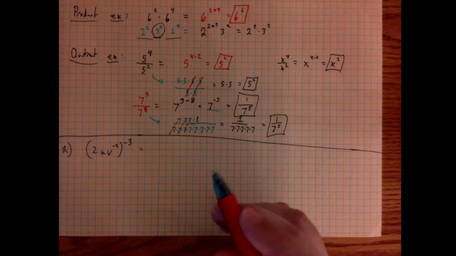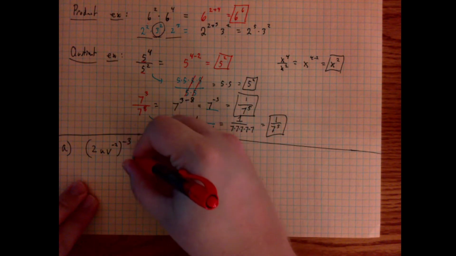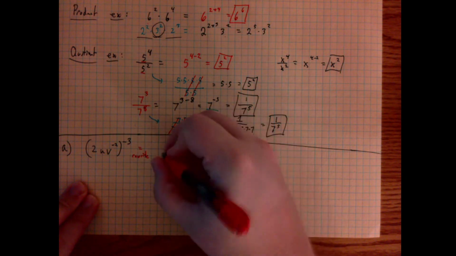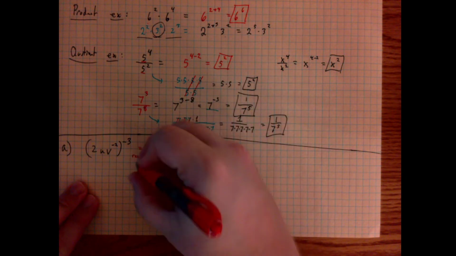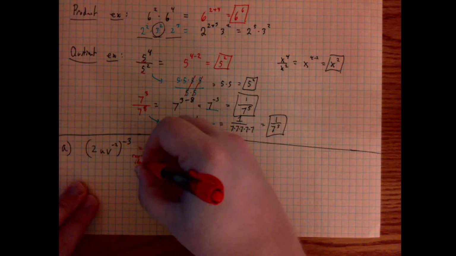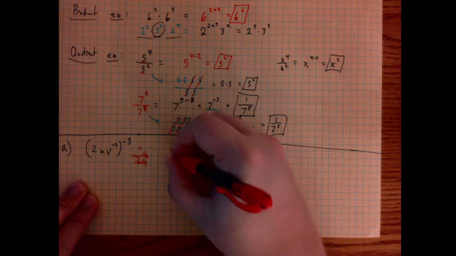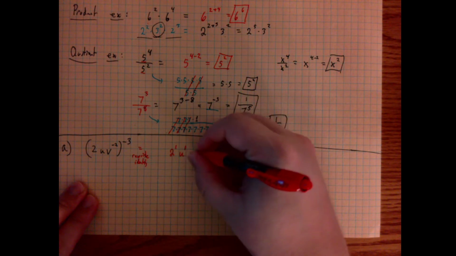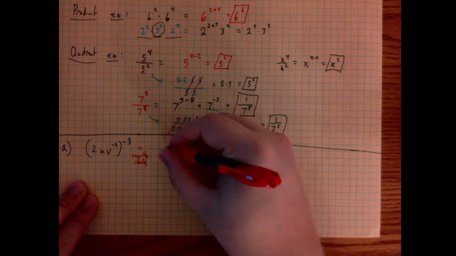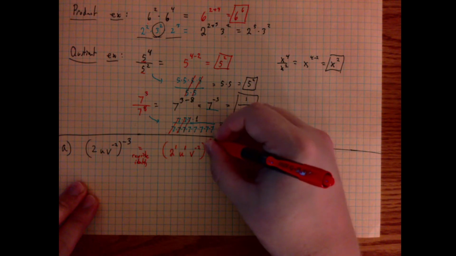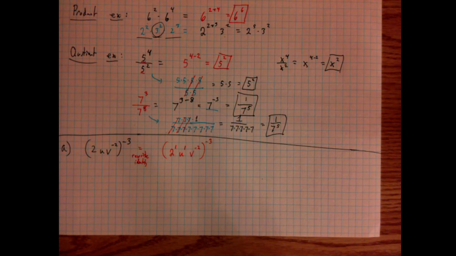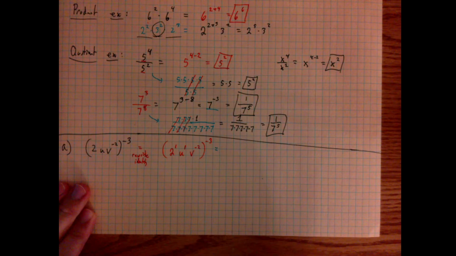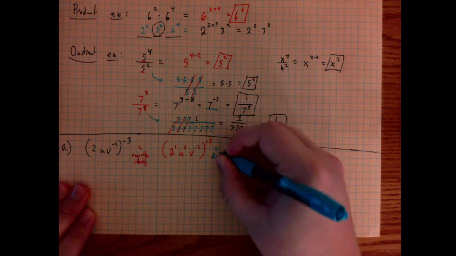So in this case, I'm actually going to take my first step. I'm going to rewrite this, because I'm going to use the identity rule. This becomes 2 to the first power, u to the first power. V already has a power, so I'm going to leave it as v to the negative second, and then a negative third power. Now, what am I going to do next? Next step, I'm going to use my distributive property.